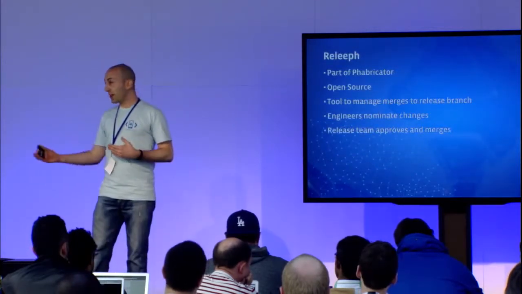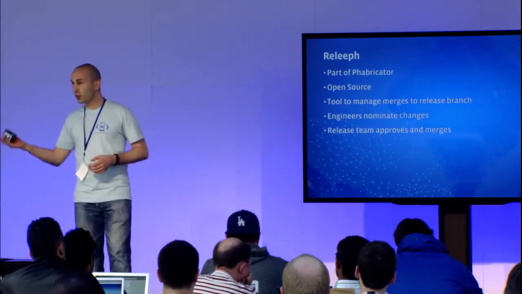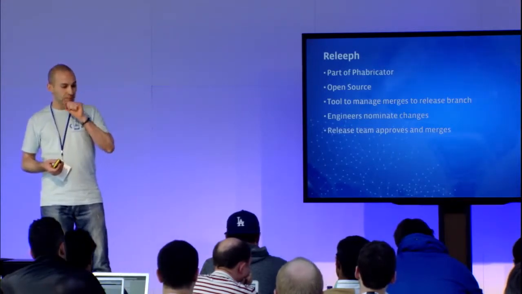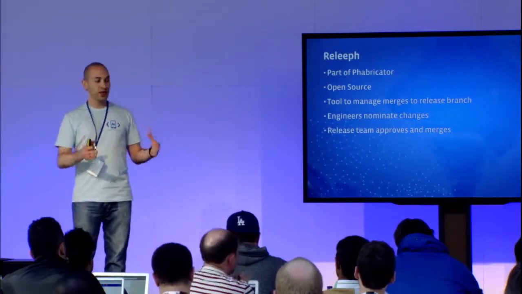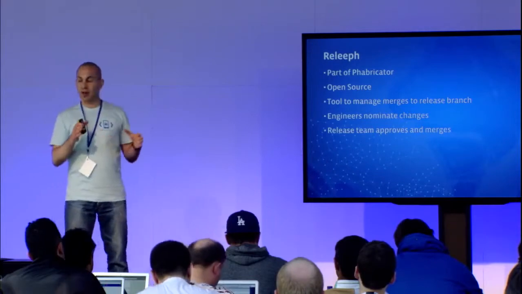And so Relief, again, part of Fabricator, open source, just open sourced about a month ago, I believe. It's a tool that's specifically meant to manage this workflow. It's meant to merge changes from a master branch into a release branch. And the way it works is, as an engineer, when I've made my change and I submit it to master, I can then go and nominate that change for the release branch. Then the release team that I told you about earlier gets their set of nominations as they come in, they make a decision whether they want to take it or not, and press one button, and it automatically gets merged into the build.